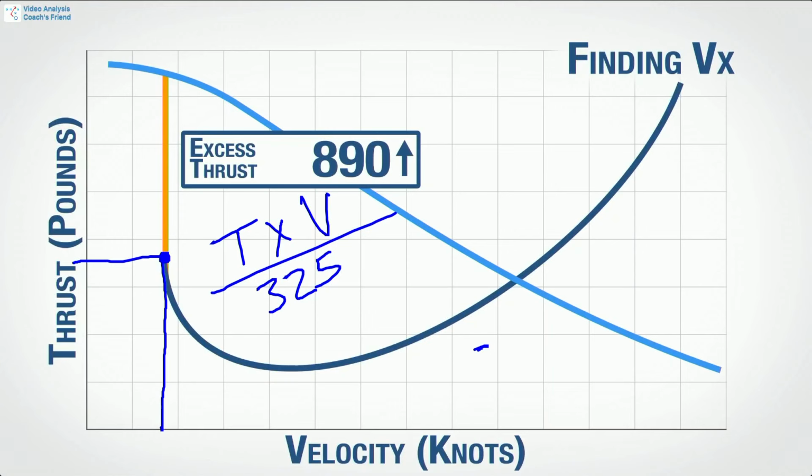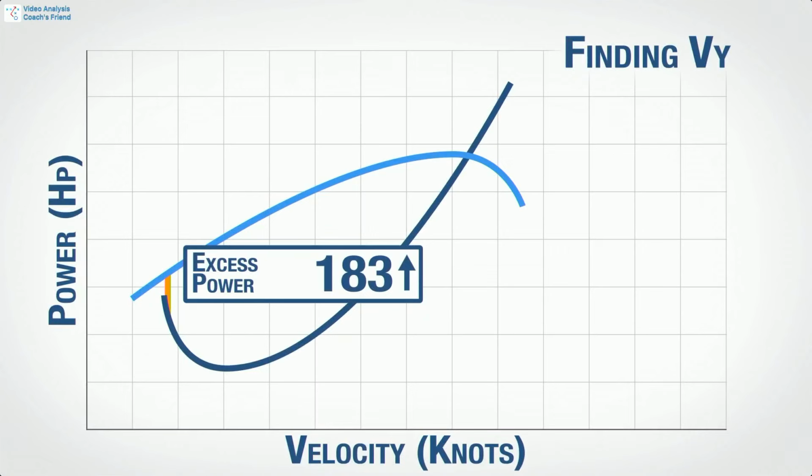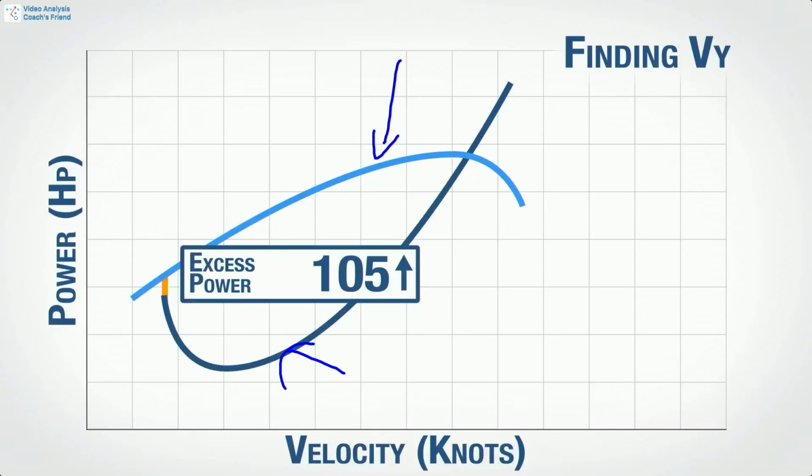And so we do that for every one of these points along the thrust required curve, and you do it for every one of these points along the thrust available curve. That's it. That's how you transform thrust to power. It's thrust times the velocity point at that curve divided by 325. And when all of that is done, you end up with this curve right here. This is your power required, the bottom curve, versus power available, the top curve.